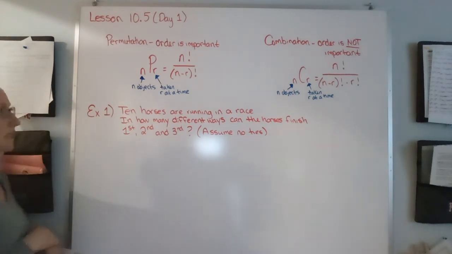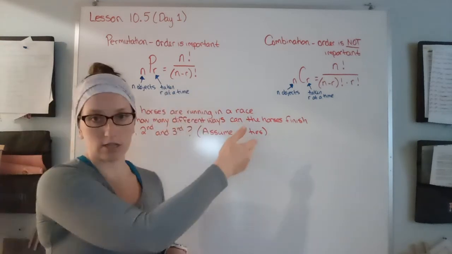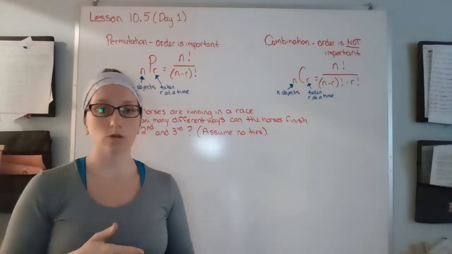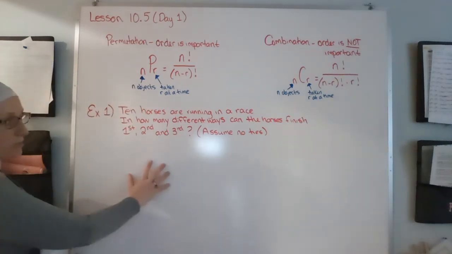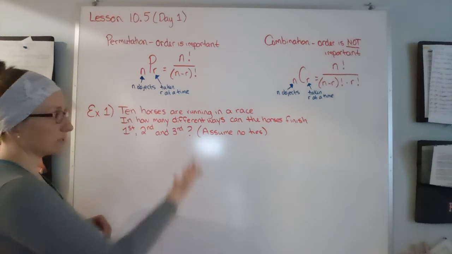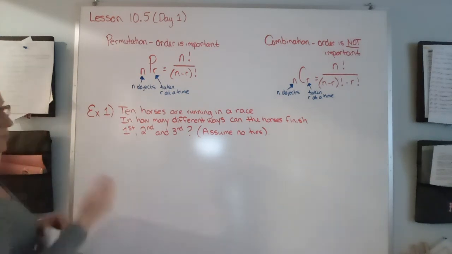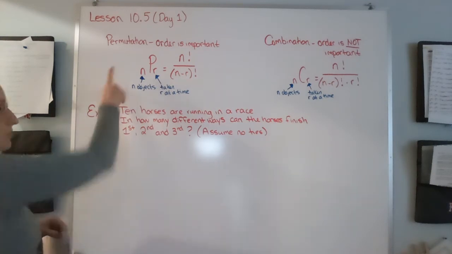Okay, so the first example today, it says 10 horses are running in a race. In how many different ways can the horses finish first, second, and third place? Assume no ties. All right, so the first challenge for these problems is to determine, is it a permutation or is it a combination, okay? So you have to ask yourself, is order important? Does the order matter in this problem? And I kind of already spoke about this, but yes, order does matter because the first horse earns first place, the second horse earns second place. There is importance in which they finish first, second, third. It'll change the outcome. Okay, so it is a permutation problem.